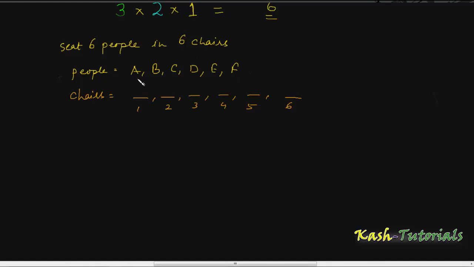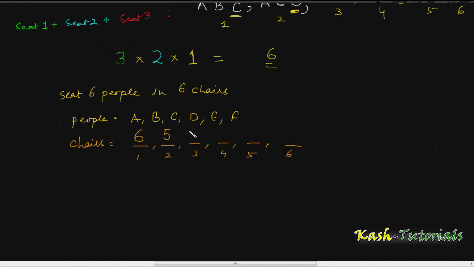All these 6 people have got equal opportunities of sitting in the first chair. So in the first chair, how many people can sit? 1, 2, 3, 4, 5 and 6 people. So the first seat can be filled equally in 6 ways. Once one of these persons has sat over here, the number of people left behind is 5, and so the second seat can be occupied by 5 people. Once the first and the second chair are filled, the third chair can be filled by only 4 people. The fourth chair can be filled by 3 people. Fifth can be filled by 2 people, and the sixth chair can be filled by only 1 person.